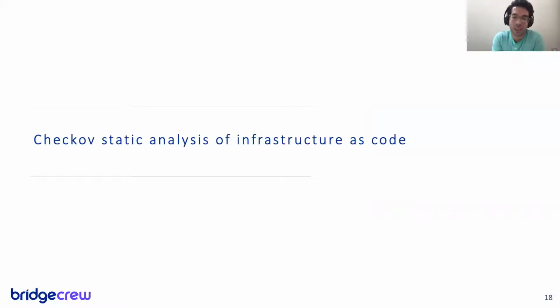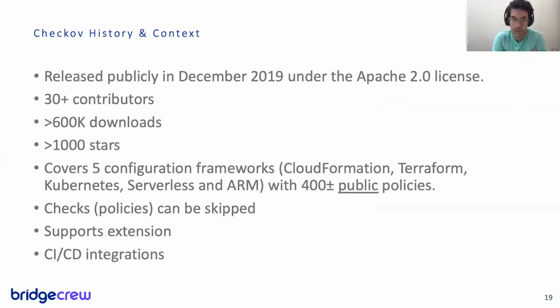So what we came out with is we have all of those tools, and we scanned it with this open source tool named Checkov. So a little bit of context and history of Checkov. It was released last Christmas. It has a nice community around it. Within Bridge Crew, we have 3 constant maintainers. It already has more than 600,000 downloads, 1,000 stars. It's picking up pretty nicely. It covers 5 major frameworks for now, which is CloudFormation, Terraform, Kubernetes manifests, serverless, and ARM templates.